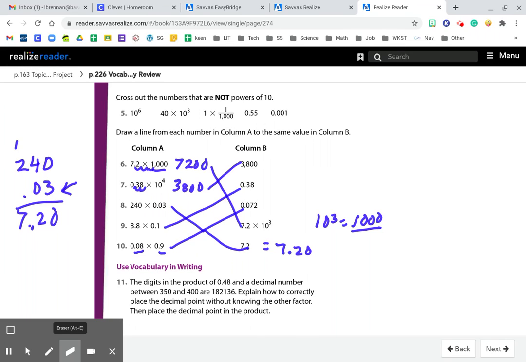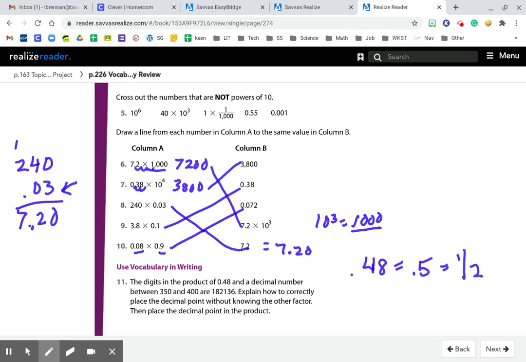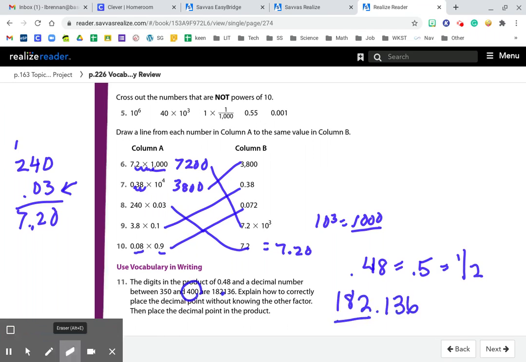And we can figure out that 48 times, if we take a look at what's here, so 0.48 is close to 0.5, which is about a half. So a half of 350 or a half of 400, what's a half of 400? You could probably do that in your head. It's going to be 200. That tells us our decimal is going to go after the 2, because 182 is close to 200.